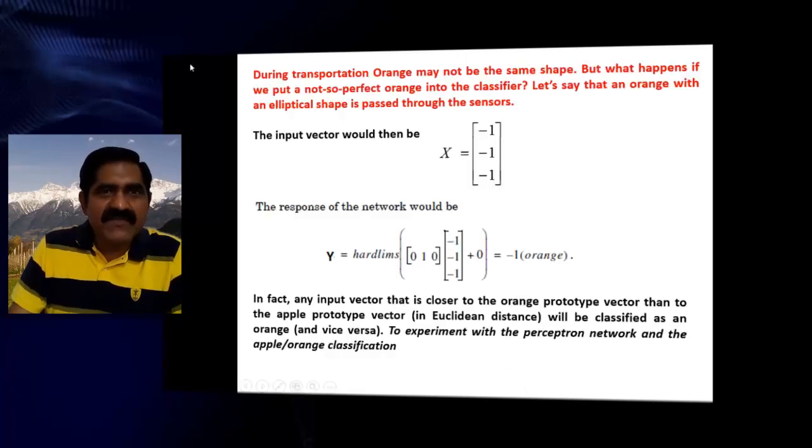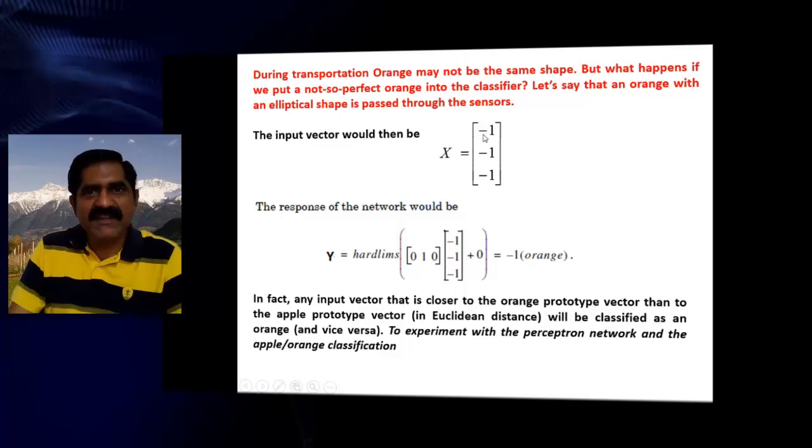That is the reason we are not taking 1, we are taking -1. So your input vector then becomes -1, -1, -1. Why is this -1? Now it is not in round shape. That is the reason we are taking -1.